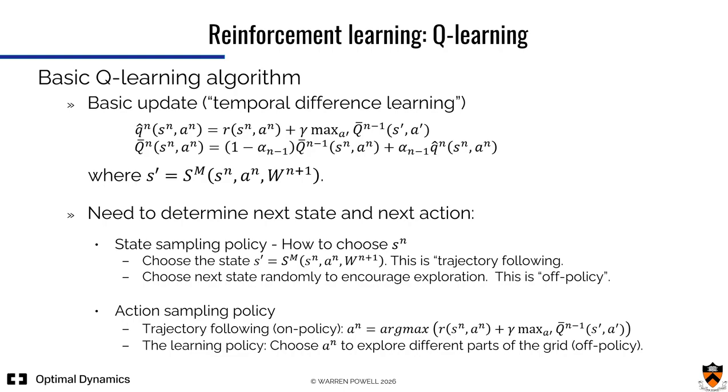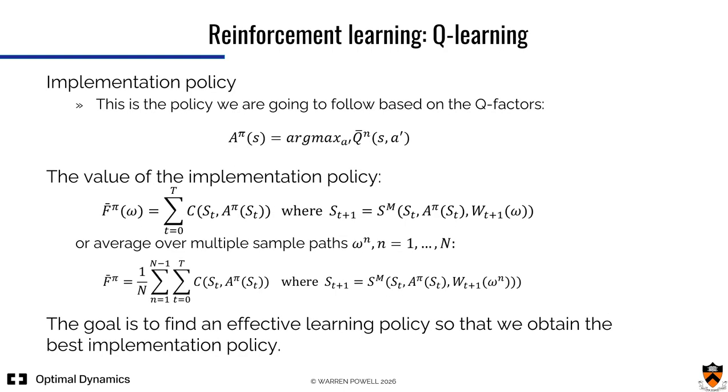Normally we're doing a trajectory following policy by following the state transition function, but you don't have to. You can just choose states at random. And then you have the action sampling policy, which again can be greedy. It can just be an argmax of the Q bars, or you can throw in various noise terms or other sources. So there's a lot going on here. This was the early work in reinforcement learning. You can find all of this in the first edition of Sutton and Barto's books.